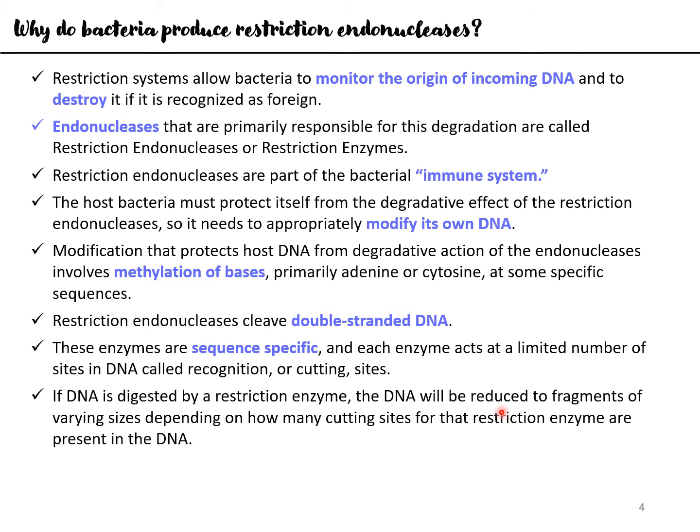Now, if the DNA is digested by a restriction enzyme, the DNA will be reduced to fragments of varying sizes, depending on how many cutting sites for that restriction enzyme are present in the DNA. So let us assume we have one circular closed double-stranded DNA. If it is cut only once, that would linearize it. If it is cut twice, it would generate two fragments. If it's cut thrice, then more fragments, and so on and so forth. And the size of the fragments would depend on where within the DNA sequence the enzyme is specifically cutting.